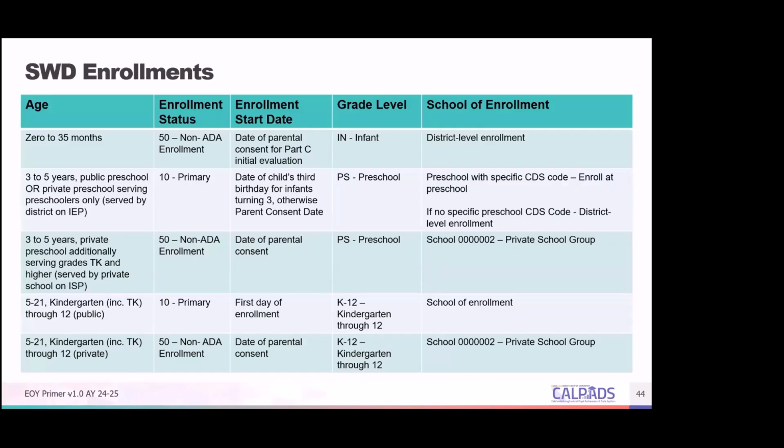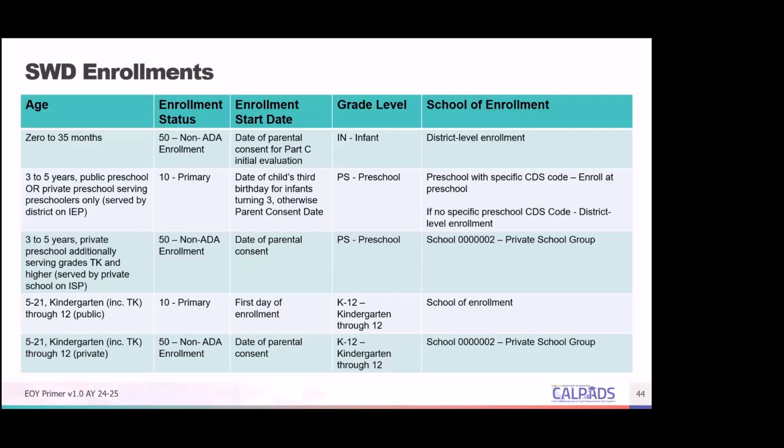All right, let's talk about enrolling students with disabilities. Enrolling students with disabilities in CALPADS sometimes can be challenging. Most of the issues with their enrollment come when they receive services, but they do not attend a school site. We see the enrollment status of 50, which is a non-ADA enrollment, used inappropriately, and we see the enrollment status of 20, which is the secondary enrollment, used incorrectly.